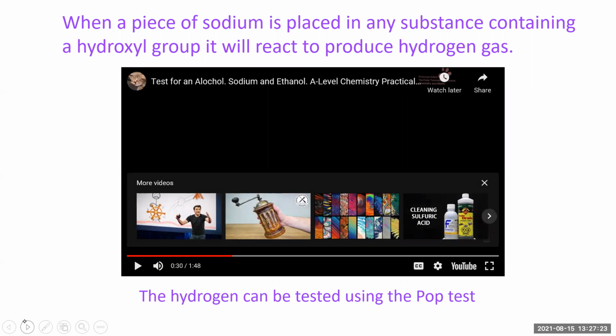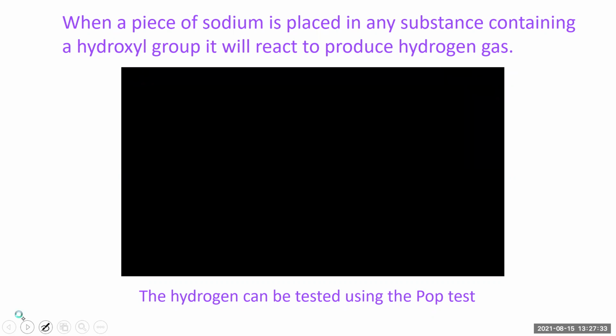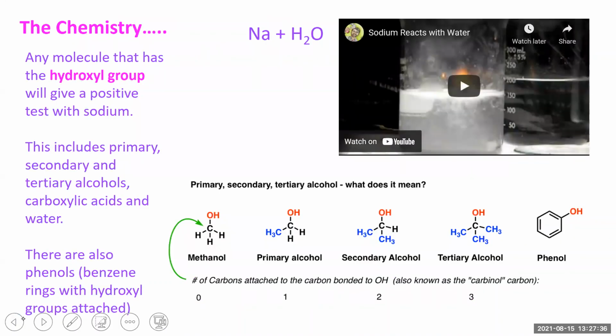So the hydrogen gas that's produced can be collected and tested using the pop test. So we can confirm the presence of a hydroxyl group by the production of that hydrogen gas. This reaction occurs for any molecule that has a hydroxyl group, even water. If we consider water, we write water out as HOH. We can see that water can be considered to have a hydroxyl group as well. And of course, sodium reacts with water.